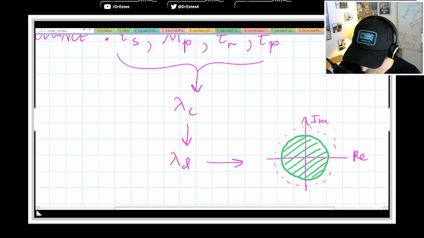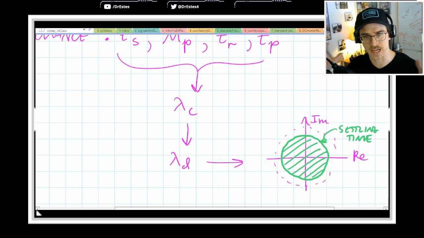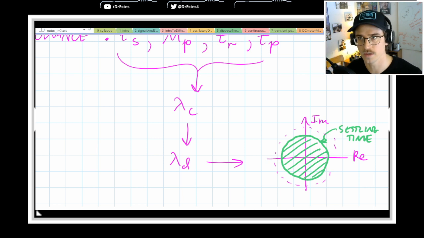So this is the settling time kind of constraint. It's always going to be a circle if you want your roots to settle in less than a certain amount of time. And this circle is going to get tighter the faster you want that settling time.